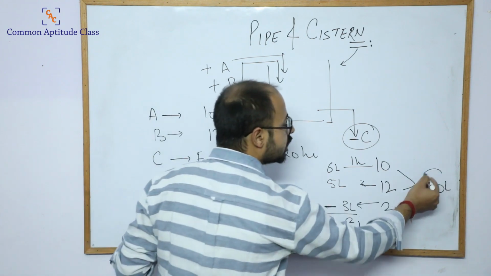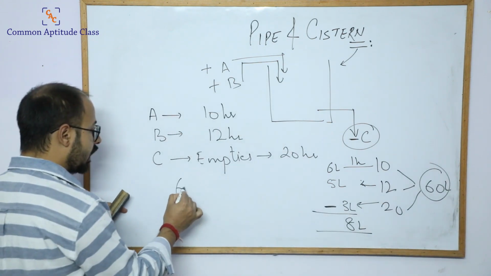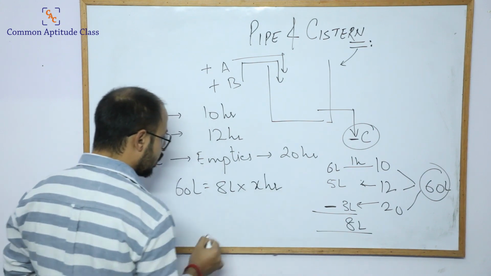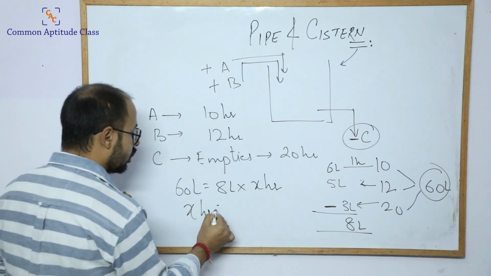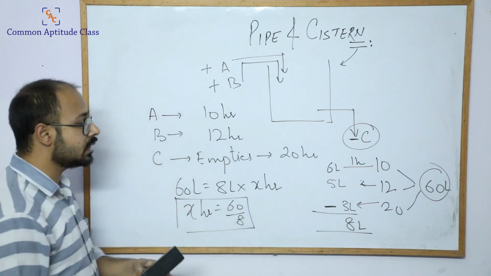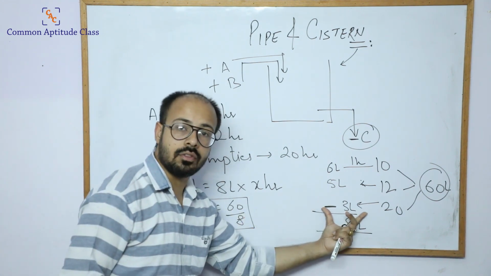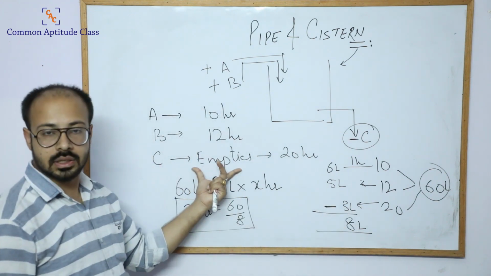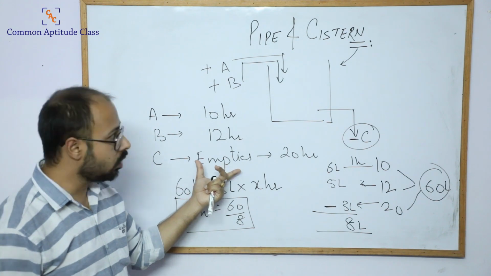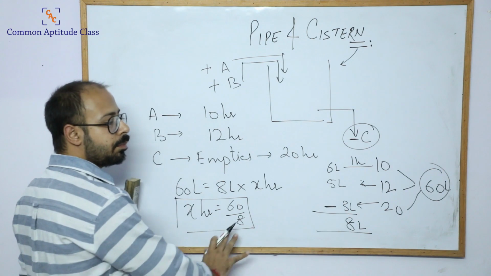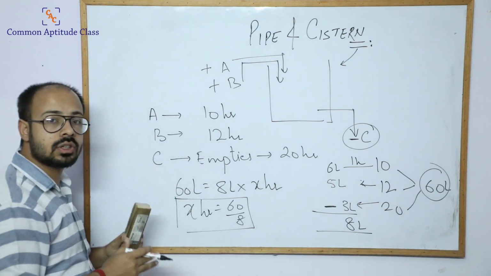So what is the total capacity to be filled? 60 liters. So 60 liters is equal to 8 liters into X hours, so X hours is equal to 60 by 8. This is done the same way. The only difference is we consider it as negative, because this is going to empty the tank. Is it clear? Any doubt till now? The LCM method remains the same. This is the first kind of question they used to ask.